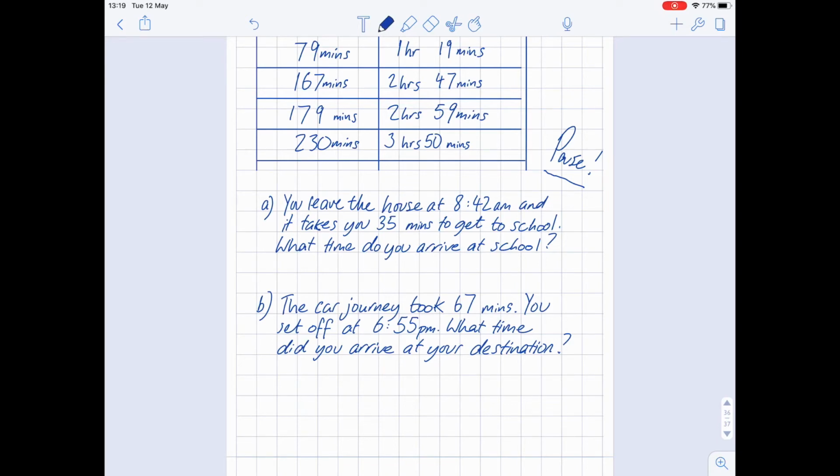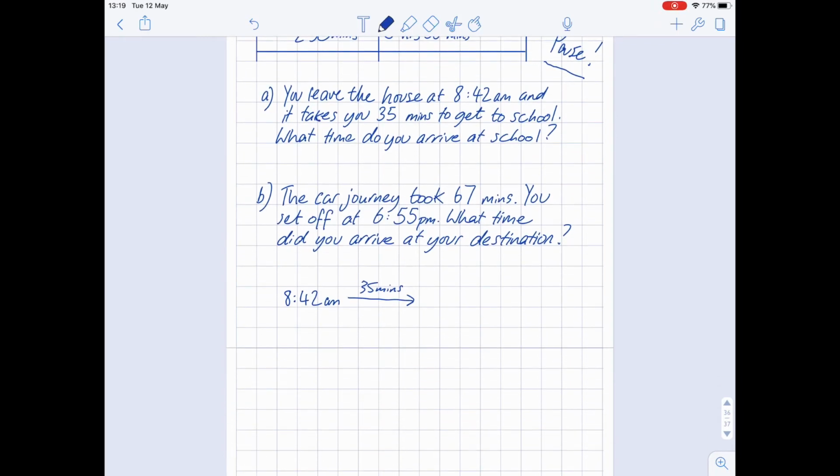Okay, so the first one, if we leave the house at 8:42 a.m. and it takes us 35 minutes. So I'm going to do it like that to help me. Yep, 35 minutes. So what's the easiest way of adding 35 minutes to 8:42? Well, I think the easiest way is doing our frog jumps. So if the time is 8:42, my first frog jump is going to take me to 9 a.m. How many minutes is that? It's 18 minutes.